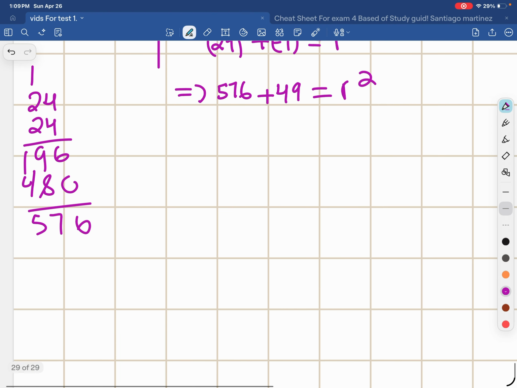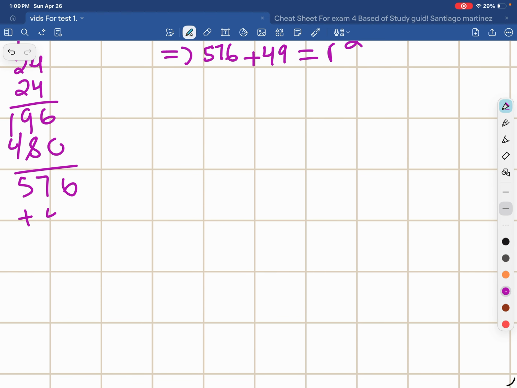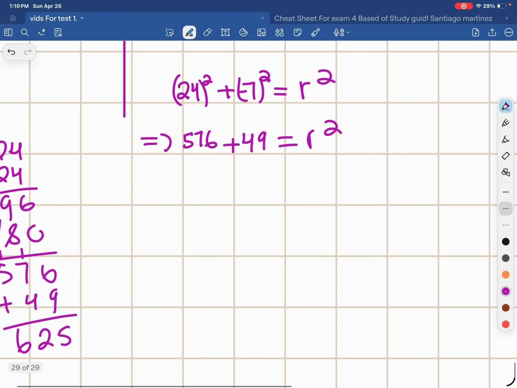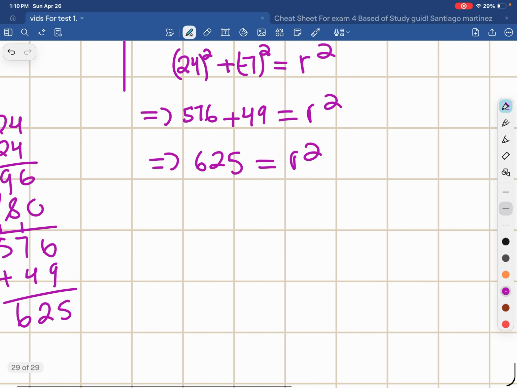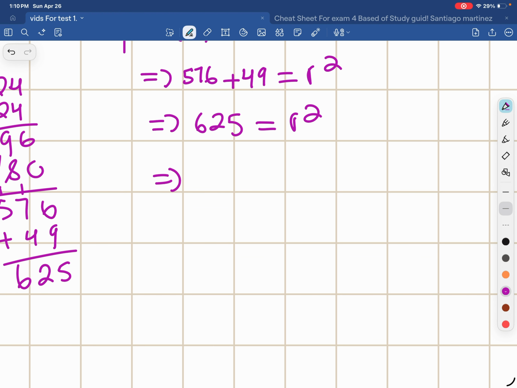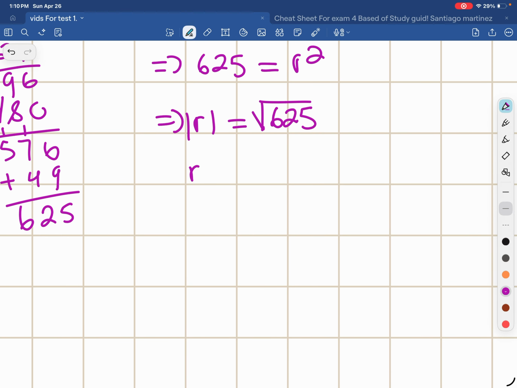Now let's add these two. So let's go plus 49. So we should get 625. So 625 is equal to r squared. Then we would just flip our equation. So we should do absolute value of r is equal to the root of 625. And we only need positive, so we'll write that.